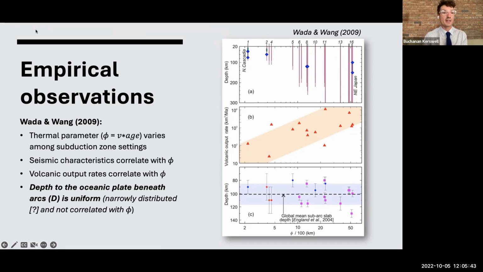And what Watt and Wong have noticed, same as others have noticed, including England et al. in 2004, is that while the D value ranges quite substantially from segment to segment, it doesn't seem to be correlated at all with the thermal parameter. This is shown on the bottom plot. Here's a purple band of the ranges of these D values. All of the data points represent these D values, which you can estimate from the hypocenters of earthquakes. They vary all over the place, but they don't seem to be positively or negatively correlated at all with thermal parameter.